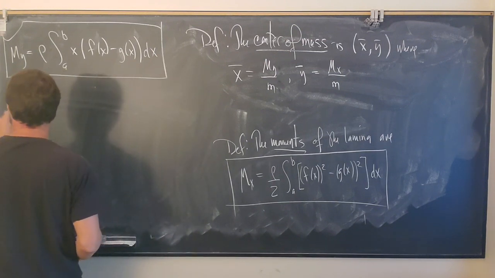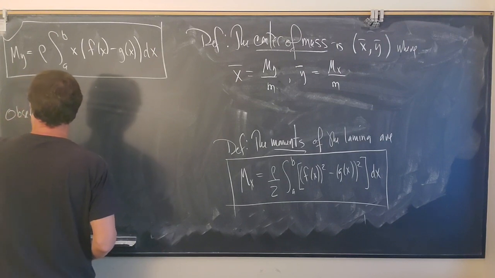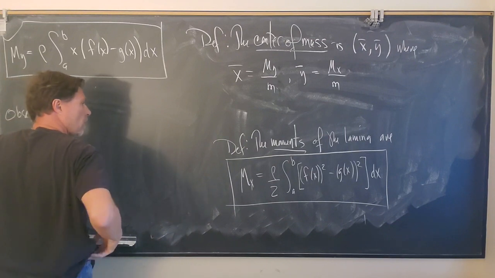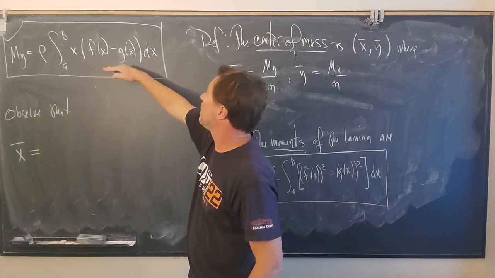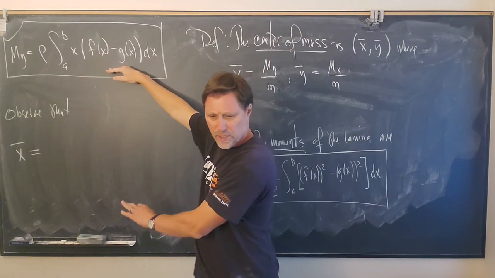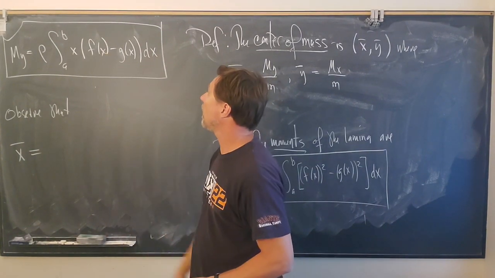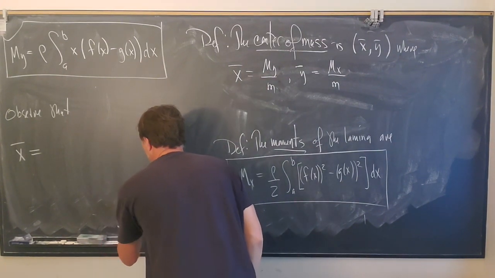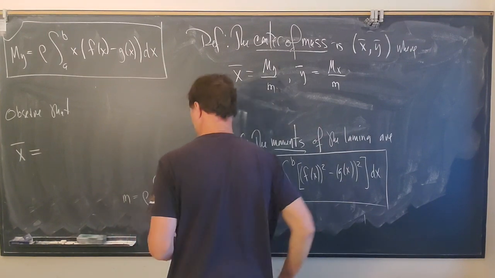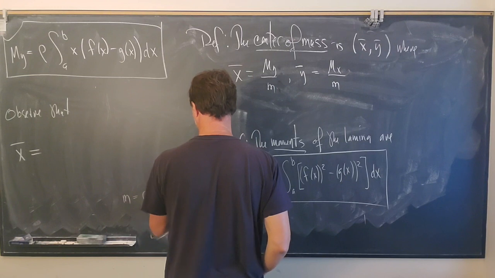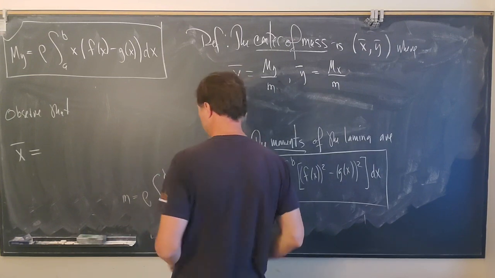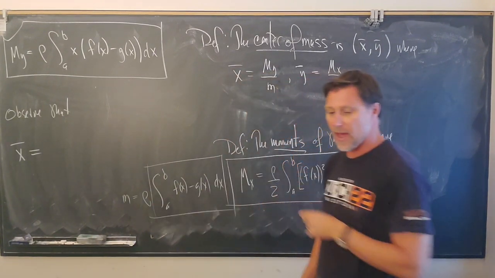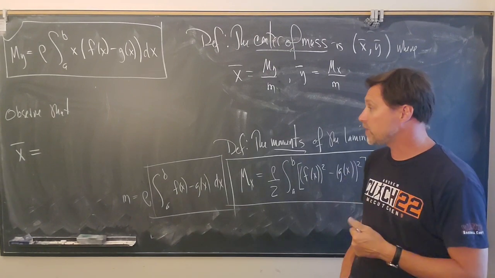So observe that x bar, so I want to think about what this computation is. x bar is going to have this in the numerator, and then the thing that I just erased in the denominator, sorry I ran out of space there, the rhos cancel out. And then if you think about what m is, so let me write m right here, it's rho times the integral from a to b of f of x minus g of x dx. If you take rho out of there, notice you have this integral right there, and what is that? That is exactly the area of the region.